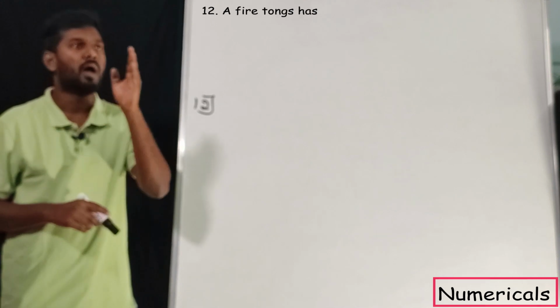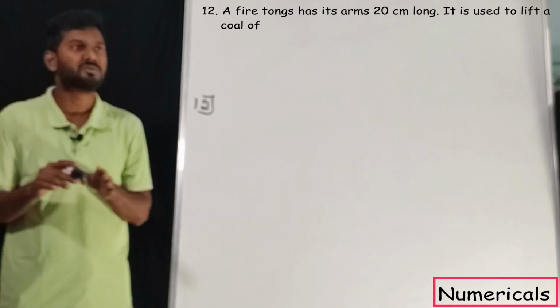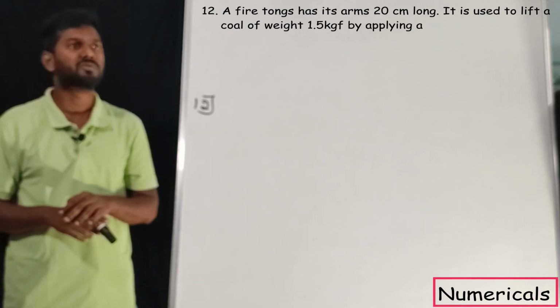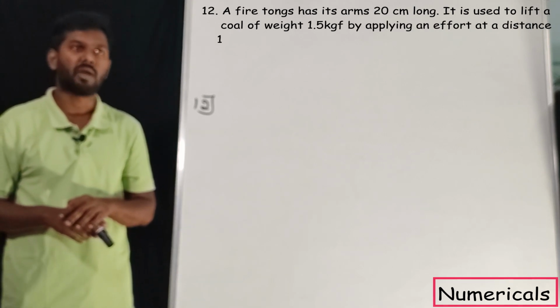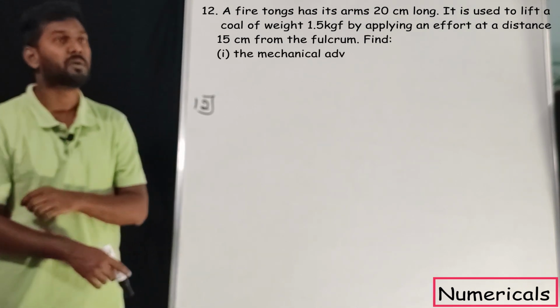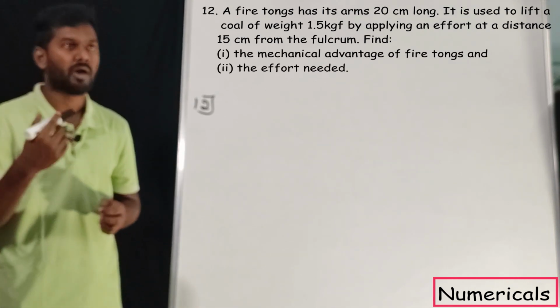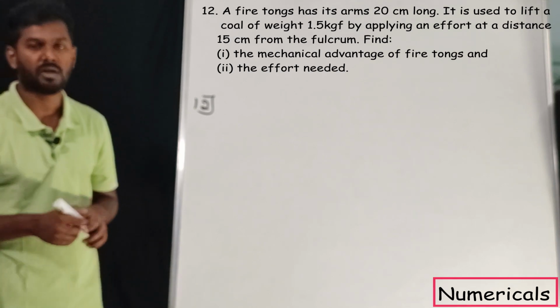A fire tong has its arm 20 centimeter long. The complete length is 20 centimeter. It is used to lift a coal of weight 1.5 kgf by applying an effort at a distance of 15 centimeter from the fulcrum. Find the mechanical advantage of the fire tong and the effort required.